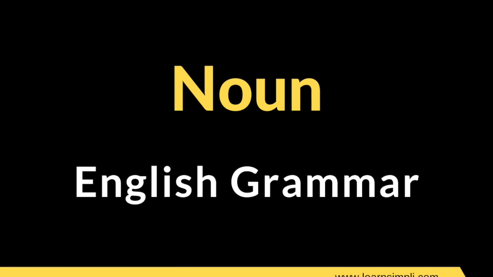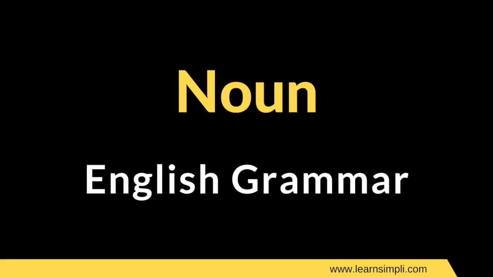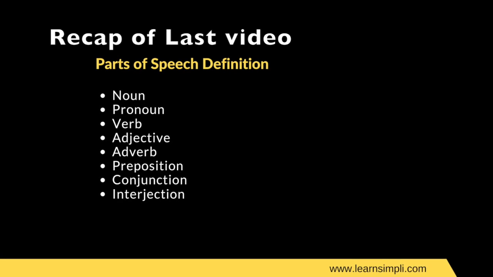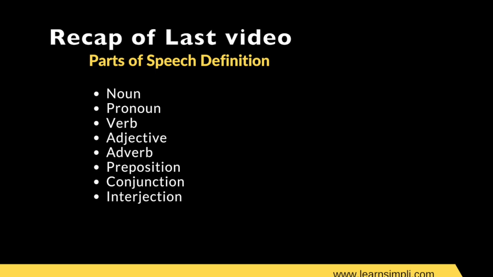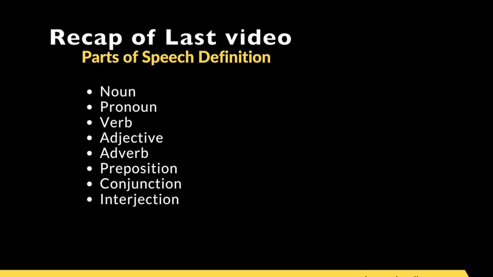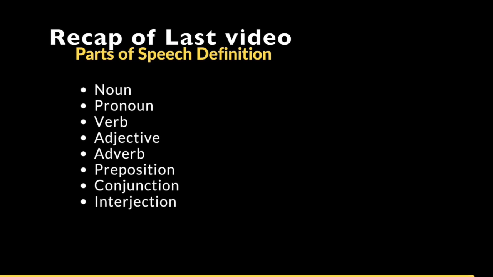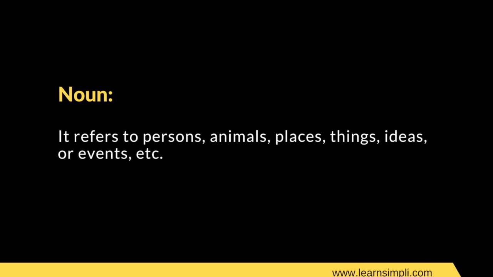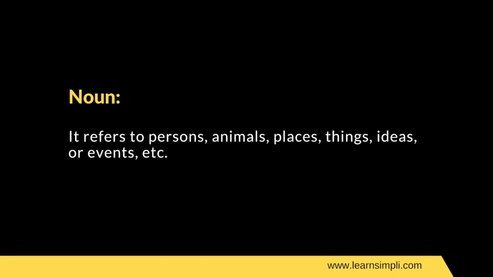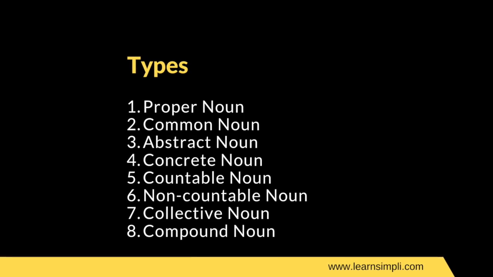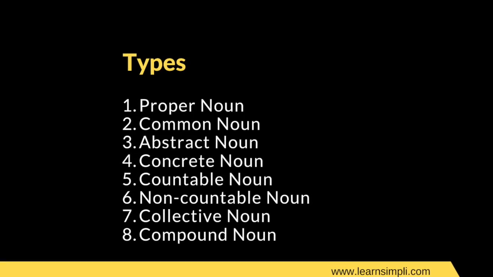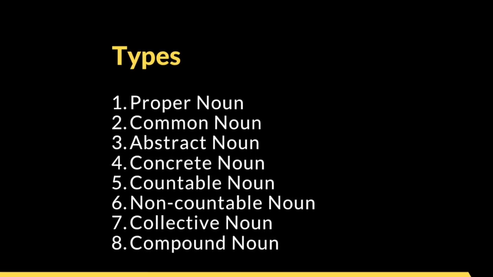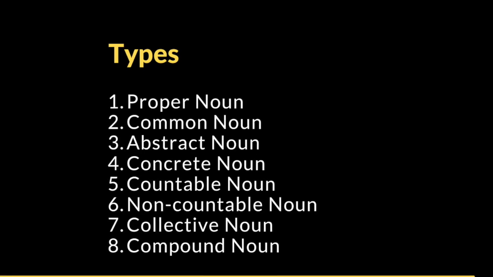In this video, you will learn about definition of noun, types of noun, recap of last tutorial video. Now you are familiar with the parts of speech definition: noun, pronoun, verb, adjective, adverb, preposition, conjunction and interjection. Definition of noun. It refers to person, animal, place, things, ideas or events, etc. Types of noun: proper noun, common noun, abstract noun, concrete noun, countable noun, non-countable noun, collective noun and compound noun.